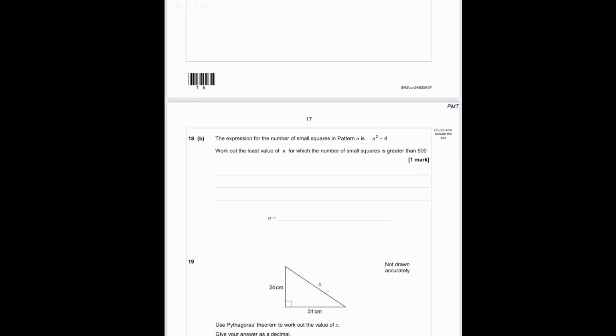18(b). The expression for the number of small squares in pattern n is n squared add 4. Work out the least value for n for which the number of small squares is greater than 500. So we want n squared add 4 to be greater than 500. So if we subtract 4 from both sides, we get n squared is greater than 496. And if we square root both sides, the square root of 496 is 22.3. So the smallest integer after 22.3, n is going to equal 23.